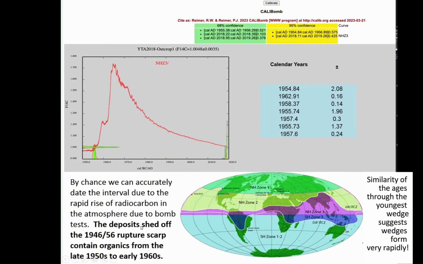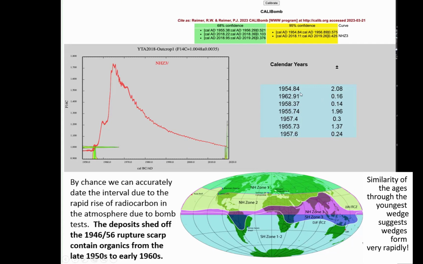And so the deposits that were shed off the 1946 and the 56 aftershock rupture had lots of organic material, and you can look at our dates are consistent with that. So we have 1954, 58, 55, 57, 55, and the uncertainties are tiny because of this rapid accumulation of C14. This is just by chance. As you can see, the C14 is decayed again, and it was very low before this.